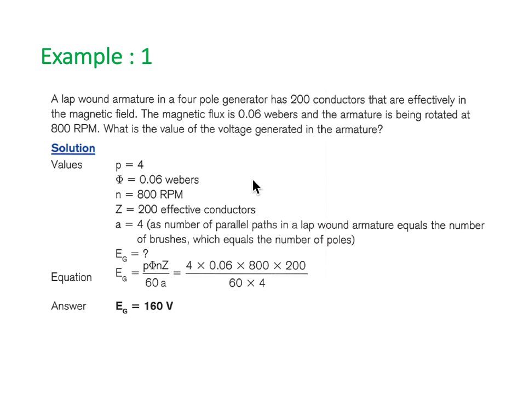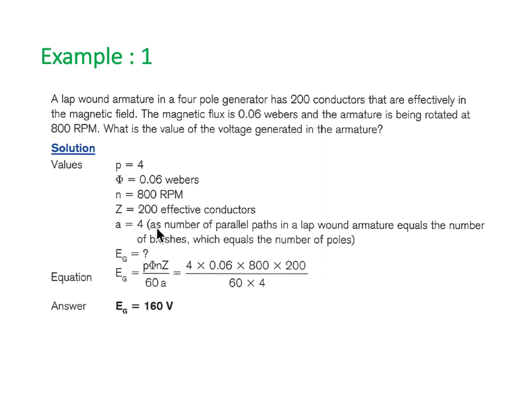So P, they've told us, is 4. The phi is 0.06. The N is 800. Z, we've got 200 effective conductors in the magnetic field at any one time. A is 4 as the number of parallel paths that you've got in a lap wound armature, and the number of brushes, which equals the number of poles. So if you want to know how many poles you've got, look at how many brushes you've got. That also tells you that.